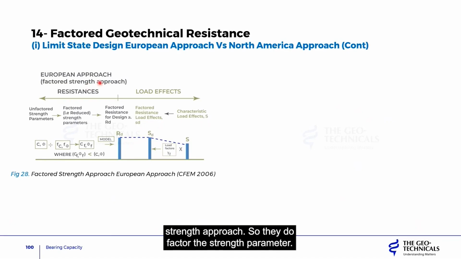Why is it the factored strength approach? They do factor the strength parameters. So they calculate C and phi for the soil, and then they divide by a factor. So they get a factored strength. Instead of phi equal 40, they use phi equal 30 to calculate the resistance. And they compare the factored resistance from the geotechnical analysis with the factored load from the structural team, and make sure that the factored geotechnical resistance is more than the factored loads or factored stresses. That's why they call it the factored strength approach: they factor the strength parameters, C and phi.